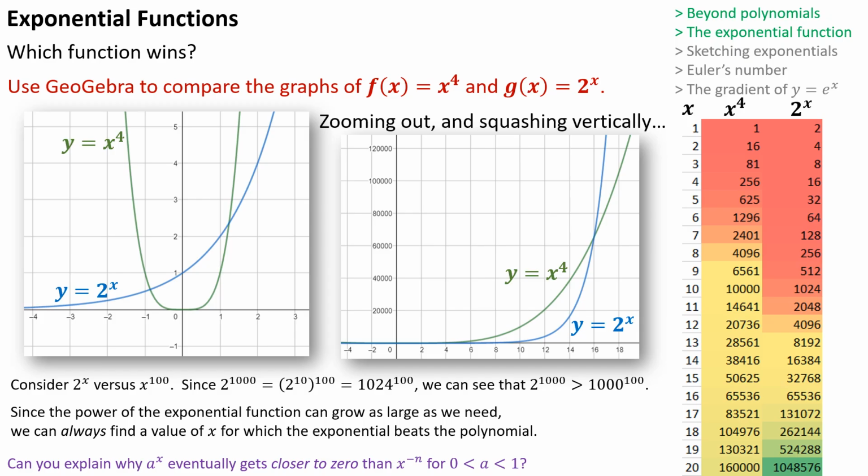Why is it that a to the x gets closer to 0 than any reciprocal of a polynomial, if you like, x to the minus n? No matter how big n is, a to the x eventually will be even smaller, or even closer to 0, than x to the minus n, provided a is this time between 1 and 0. So we're talking a half to the power of x, or 0.1 to the power of x.